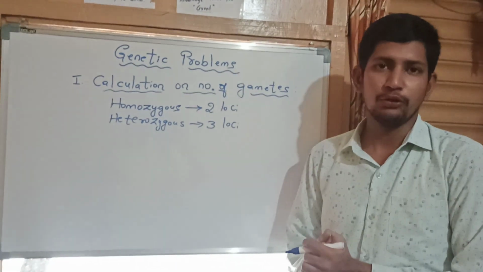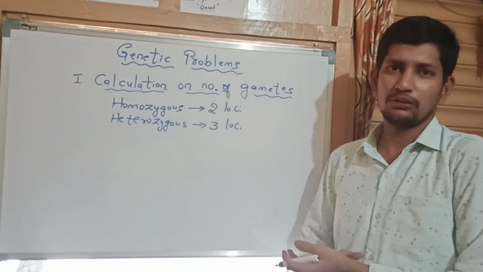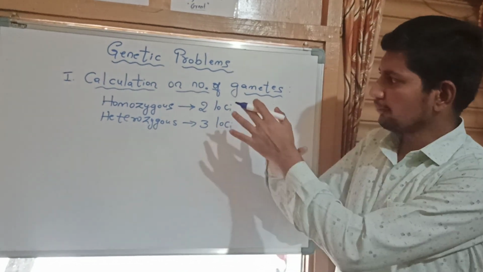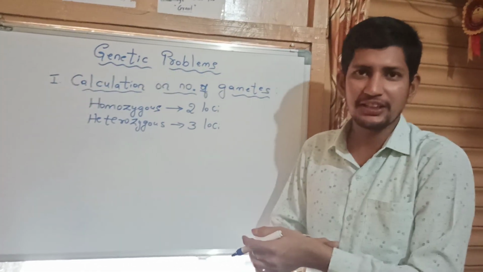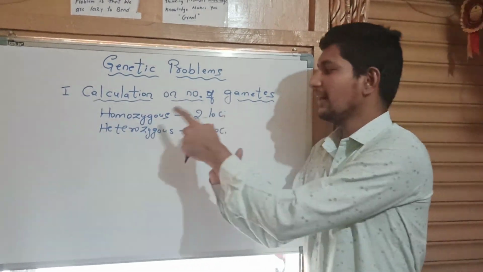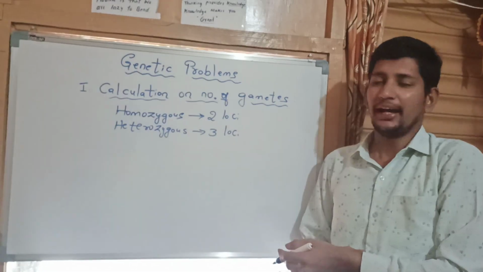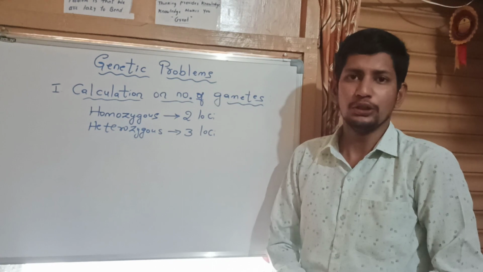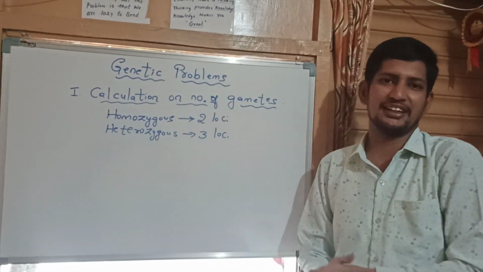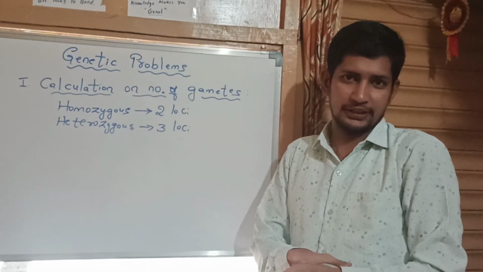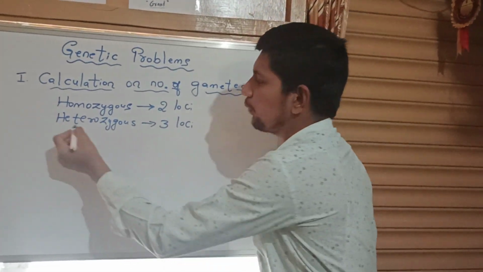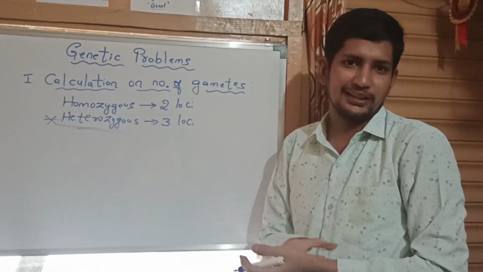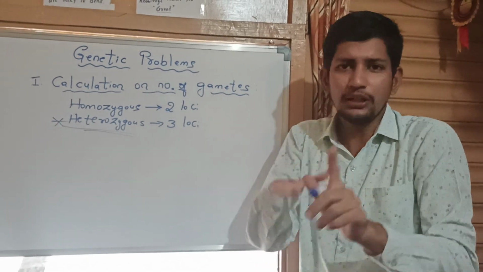See, in the previous problem, when the genotype was given, how to solve that problem? By using the formula. But here, the statement was given: a diploid organism is homozygous for 2 loci and heterozygous for 3 loci, and how many types of gametes are possible? When this type of problem is given, usually the students get confused between homozygous and heterozygous. But remember our trick. Our trick is you have to concentrate only on the heterozygous condition. Don't bother about the homozygous condition. Whatever may be given for the homozygous condition, don't concentrate on it.